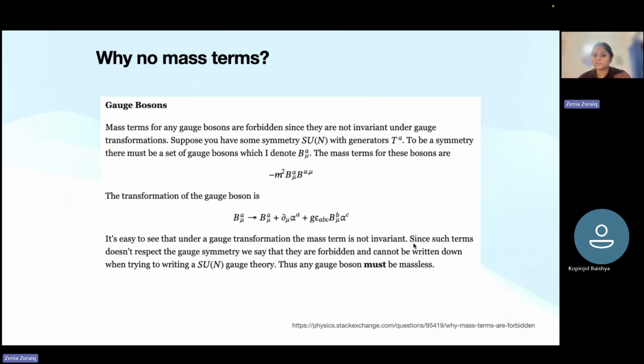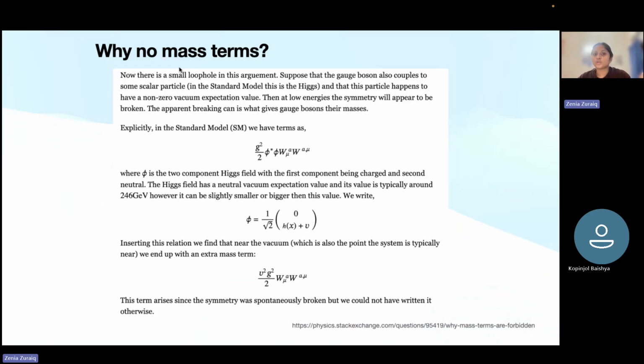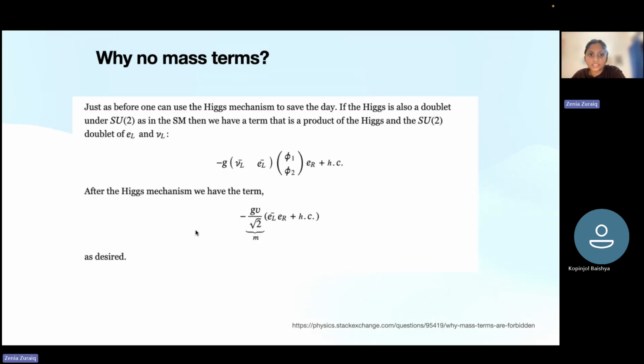So any gauge boson must be massless. Similarly, if you want to write the mass term, you do need to bring in an extra scalar particle. In the standard model it is a Higgs, and if it has a non-zero VEV, or vacuum expectation value, which means like how we saw the symmetry breaking, then the symmetry will appear to be broken, and that gives gauge bosons their masses. So this is the exact mechanism that we saw for the local U(1), where we ended up with this massive H field. Similarly, when we break the SU(2) symmetry also, we are going to end up with some massive particles. So yeah, this is just an explanation of all that.